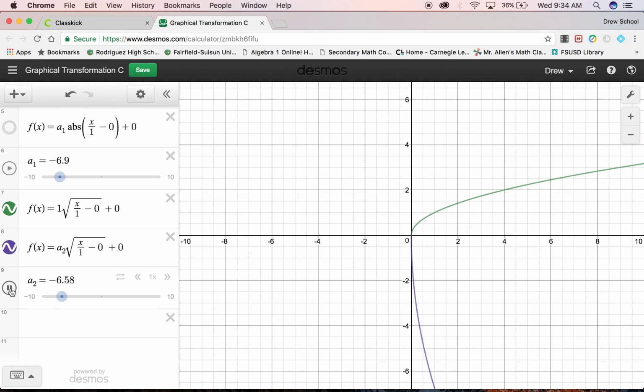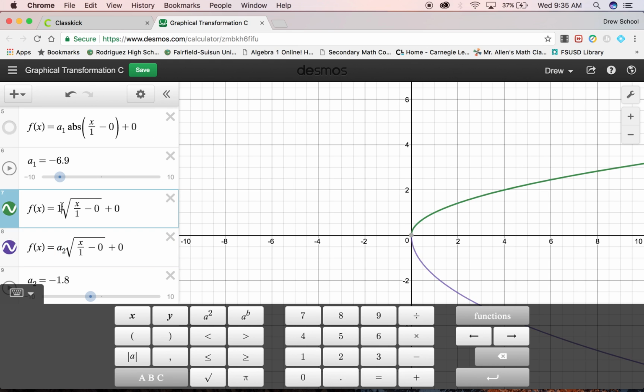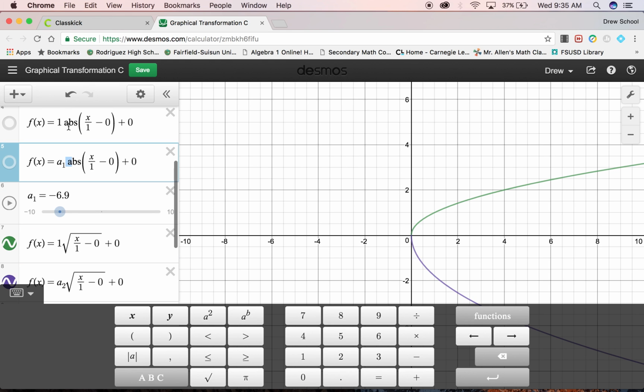When a is greater than 1, it's a vertical stretch. When a is a fraction, or less than 1 and greater than 0, it's a vertical shrink. And when it's negative, it's reflected over the x-axis. This is known as a vertical stretch and vertical shrink. And also the negative means it's a reflection over the x-axis. Again, notice how the a is always outside of, or not with, the x value.